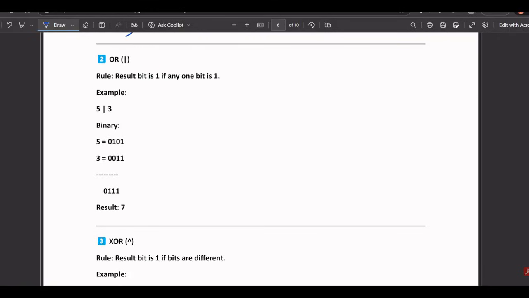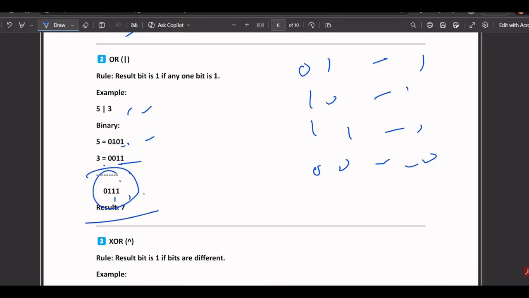So the OR operator is also similar, only the difference is 0 1 will be 1, 1 0 will be 1, 1 1 will be 1, and 0 0 will be 0. This is the basic difference. So 5 OR 3 will be 101 OR 0011. So 1 1 will be 1, 0 1 will be 1, and 1 0 will be 1. So the answer will be 7.